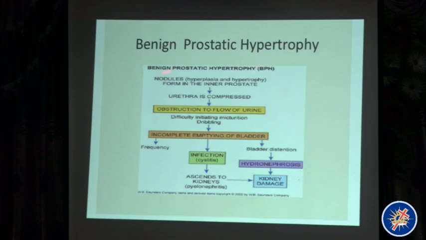In benign prostatic hypertrophy, you find nodules. This is like small swelling. They are the ones called nodules. Hyperplasia or hypertrophy form in the inner prostate. And then the urethra, because the urethra passes through it, is compressed, leading to obstruction to the flow of urine. So the problem you get is that there is difficulty initiating urine. You cannot start urine easily.